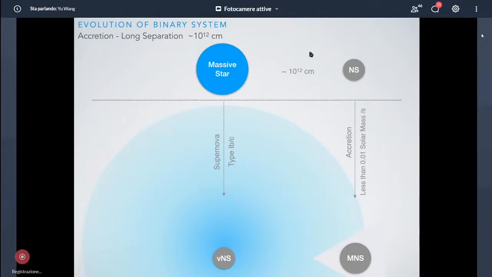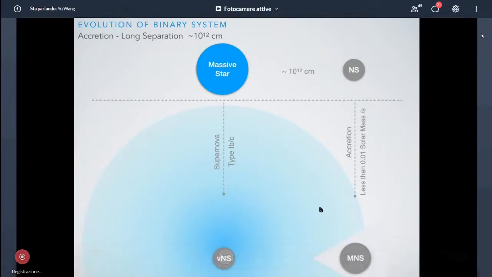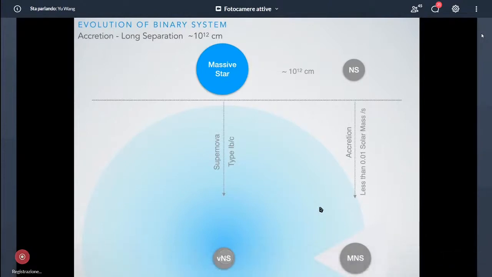For a very short period, like 10^10 to 10^11 centimeters, there is accretion onto the neutron star, and then the neutron star will collapse to a black hole because it reaches the critical mass. But for a longer binary period, as shown here, about 10^12 centimeters, the hypercritical accretion cannot give sufficient mass to the neutron star to bring about the collapse. The accretion rate here, I wrote, is less than 0.01 solar mass per second for such a system. So the above is the initial configuration, and below is the final configuration, with a newly born neutron star and a massive neutron star after accretion.